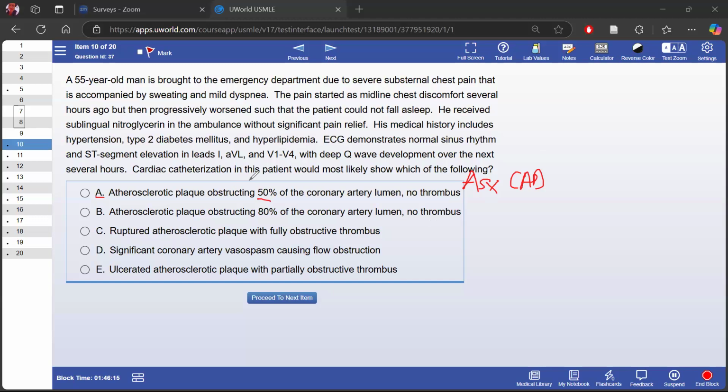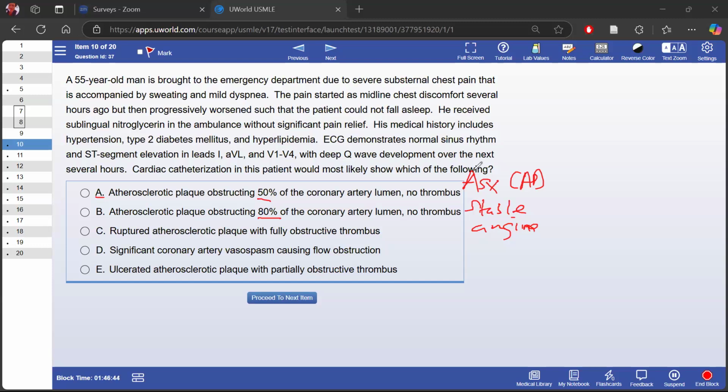So B will now be what? Stable angina. B is going to be stable angina. With stable angina, there's a stable plaque. The plaque has not ruptured, but it's causing at least 70% stenosis. This is when patients start becoming symptomatic with exertion, right? And it will get better with rest. So B will be stable angina.